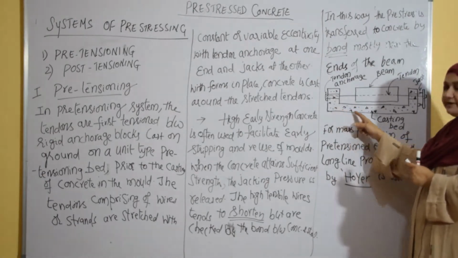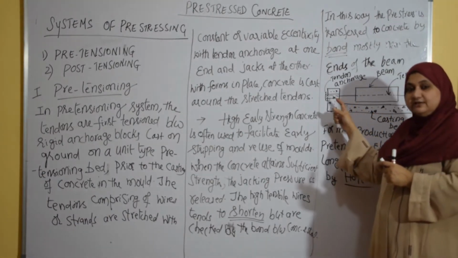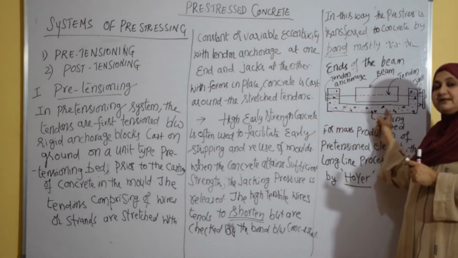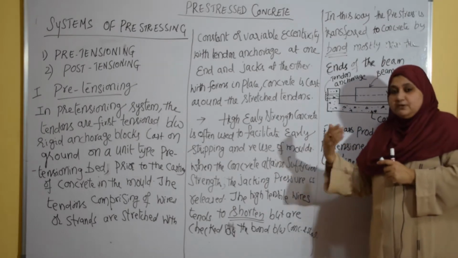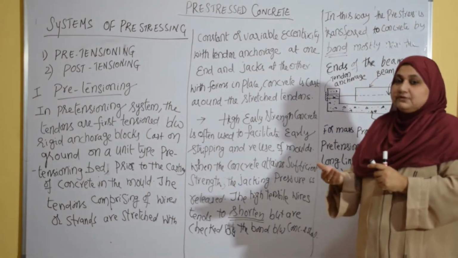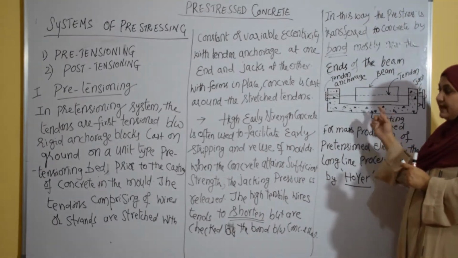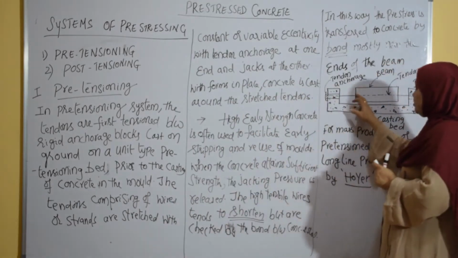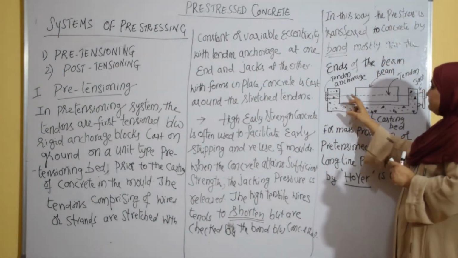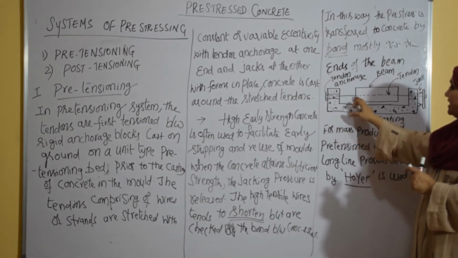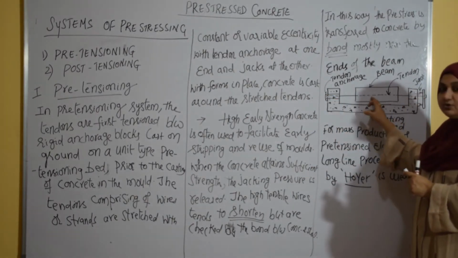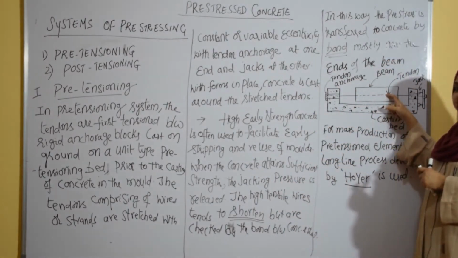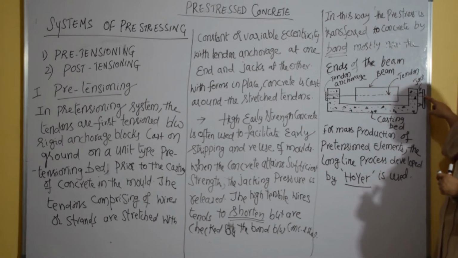So this is the concrete bed. In the manufacturing industry of PSC, these beds have a permanent construction. Whenever they want to produce beams, on this bed the mold will be placed and the tendon will be straightened between these two anchorages. Then it will be given pre-tensioning by means of a jack here. There is a hydraulic jack.